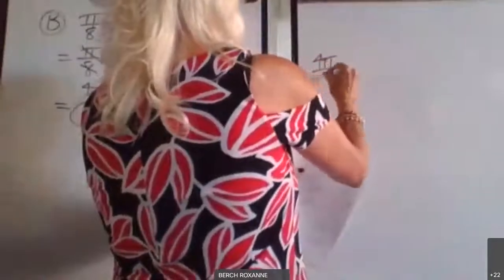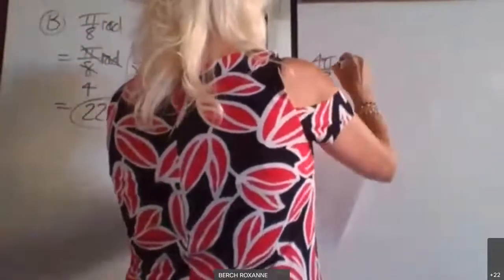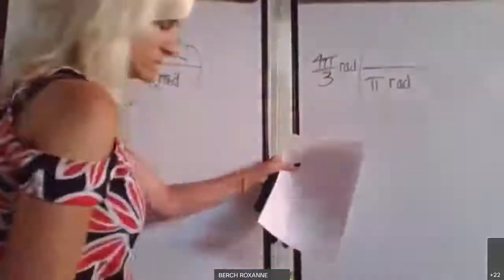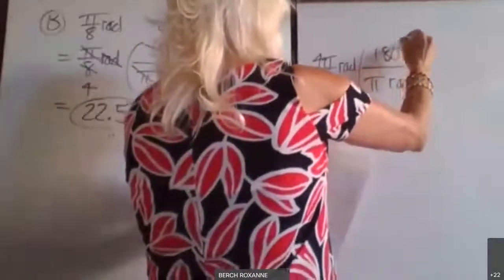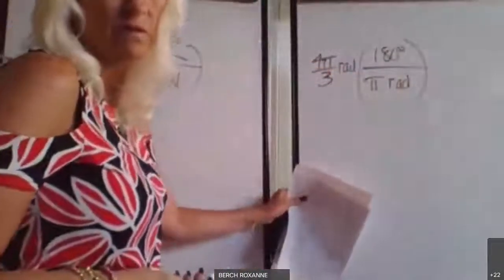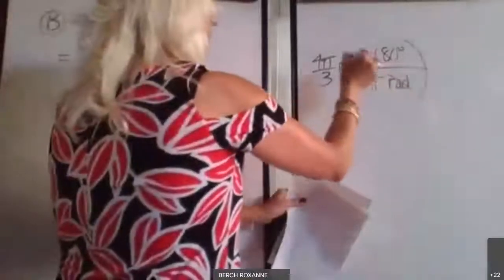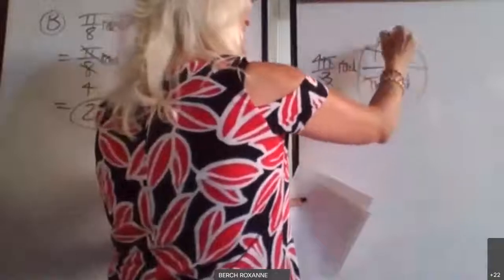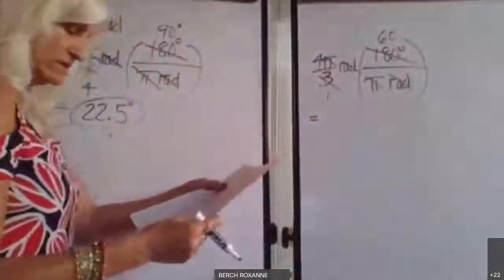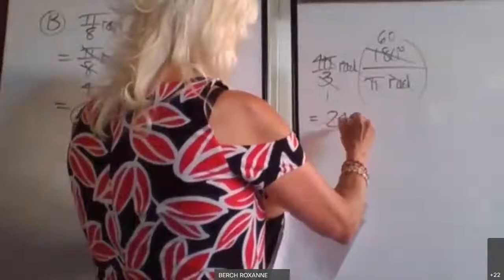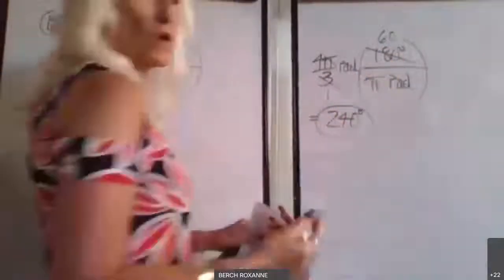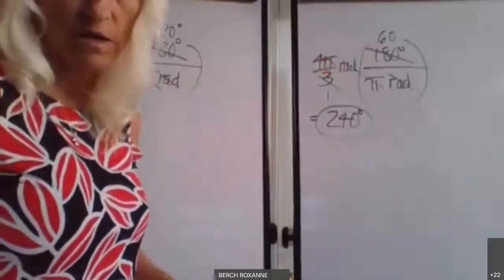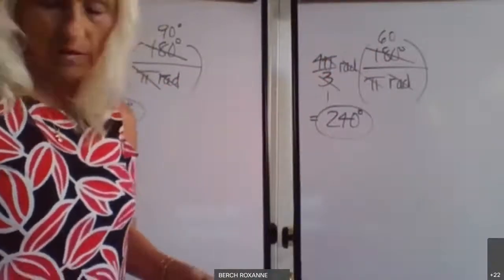So what about 4 pi over 3 radians? When you put the pi radians on the bottom and put 180 degrees on the top, you can cancel the word radian, you can cancel pi. 3 times what is 3? 1/3 would be what, 60? So what would this be? 240 degrees? 60 times 4? Yes? Yeah.